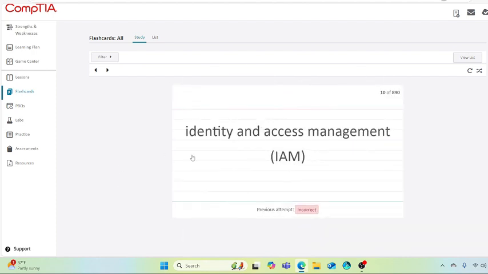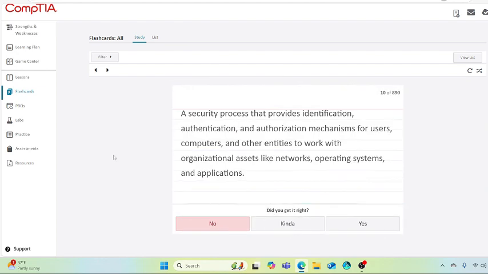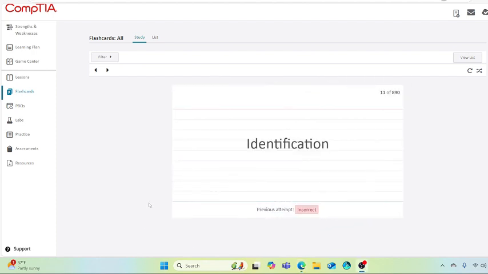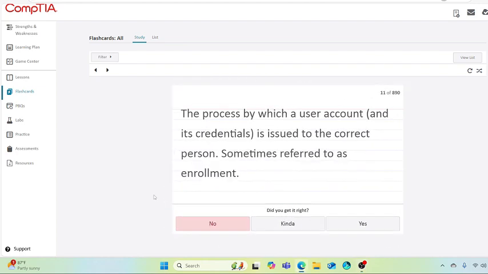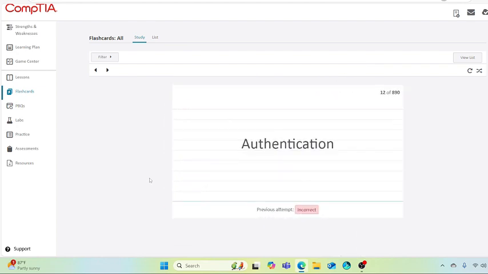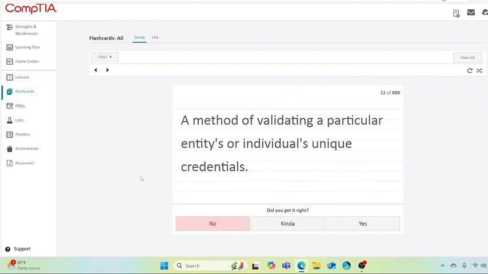Identity and access management. A security process that provides identification, authentication, and authorization mechanisms for users, computers, and other entities to work with organizational assets like networks, operating systems, and applications. Identification. The process by which a user account and its credentials is issued to the correct person, sometimes referred to as enrollment. Authentication. A method of validating a particular entity's or individual's unique credentials.